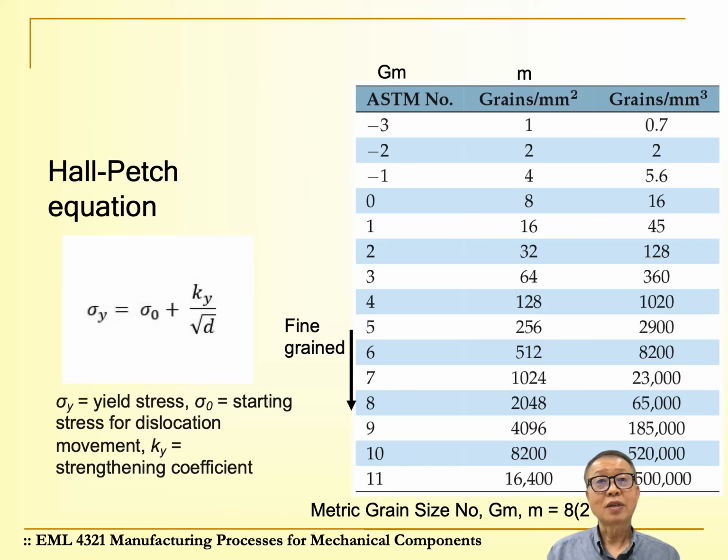yield strength versus size of grain relationship. So sigma y, yield strength, is described by starting stress for dislocation, sigma 0, plus ky, this is a strengthening coefficient, divided by square root of d, and d is the size of the grain.